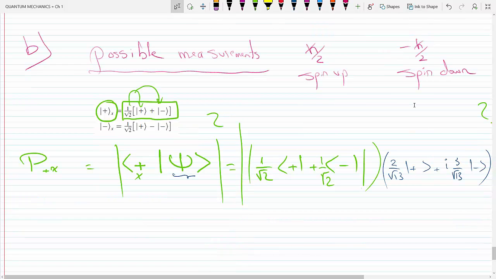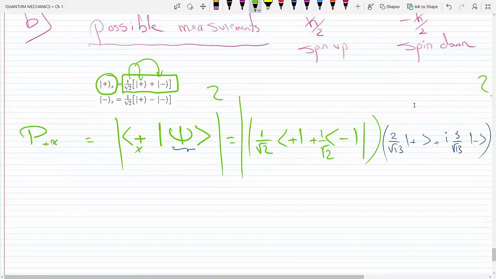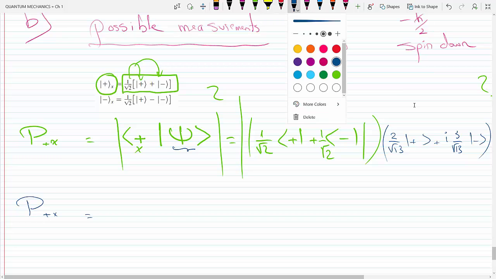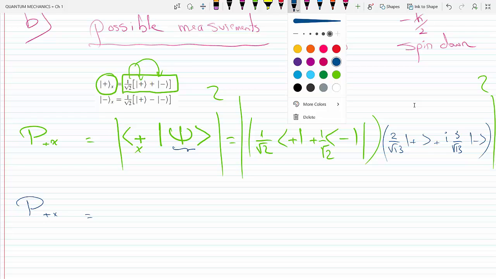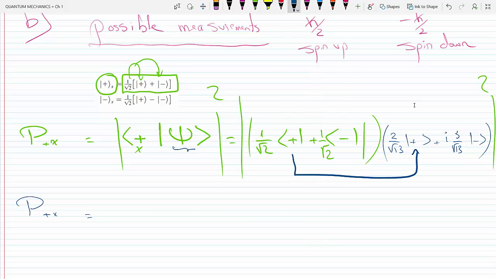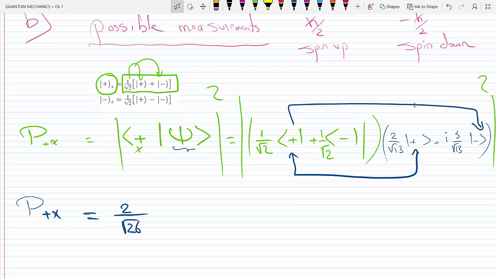Well, let's see. Follow me on the pad. We have this. When we operate with this on this, we get 1. So we get 2 over root 26, right? Are you following me on the pad? Yeah. Okay, and when we operate with this on this, what do we get? When we operate with this on that, spin up on spin down, we get 0. This is 0. This is 2 over root 26.